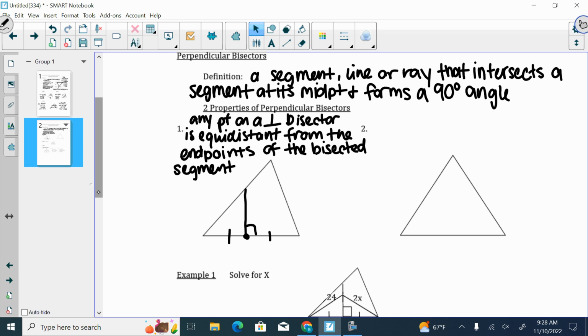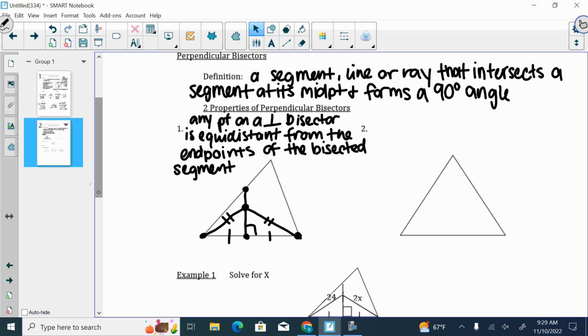Okay, what they're saying is that any point that falls on this perpendicular bisector that we just created, doesn't matter where it is, you can pick any point that falls on this line, and it is going to be equidistant from the endpoints of the segment that it's intersecting. So from here to here, and from here to here, going to be the same size. Okay? And that's true no matter where that point falls on that line. It's equidistant from the two endpoints.